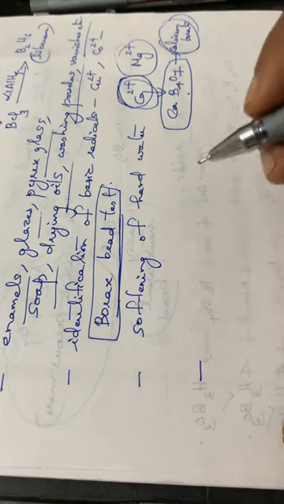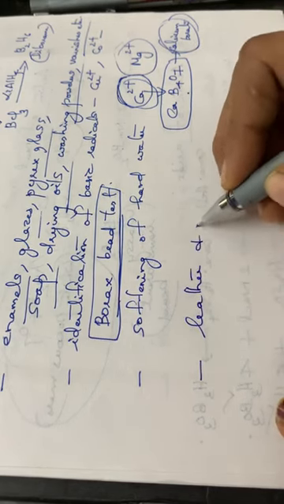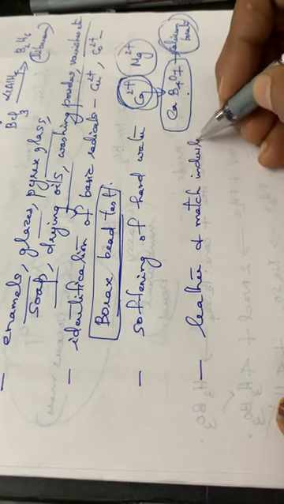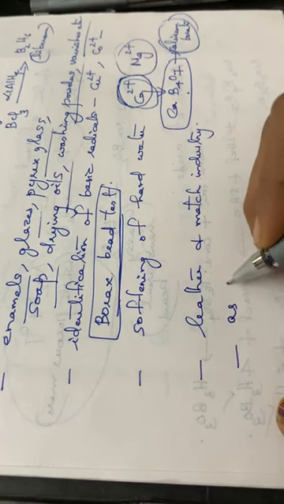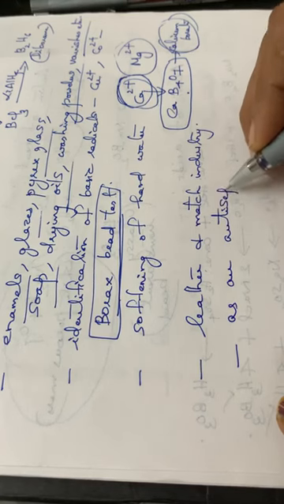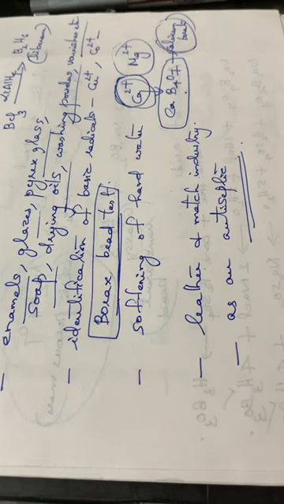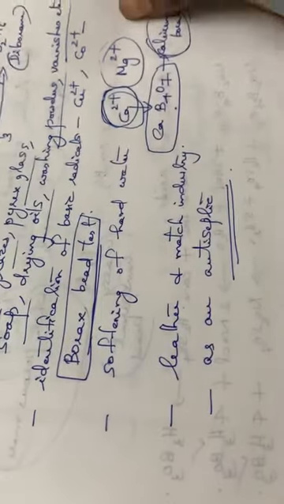Then the next one, it is used in leather and match industry. Then next one, used as an antiseptic. Sometimes you have seen boron containing compounds as antiseptic. So these are some of the important uses of borax. You have to study the uses of borax as well. Sometimes it might be asked in your examinations.